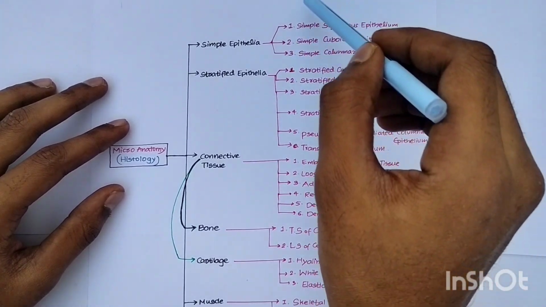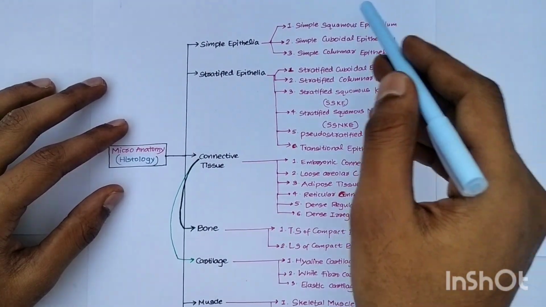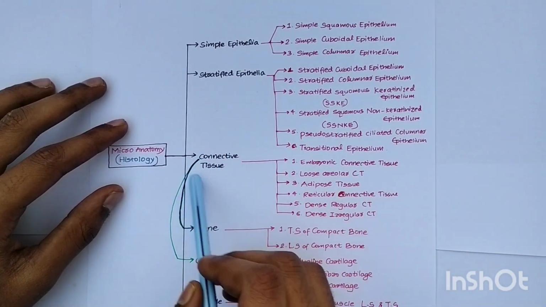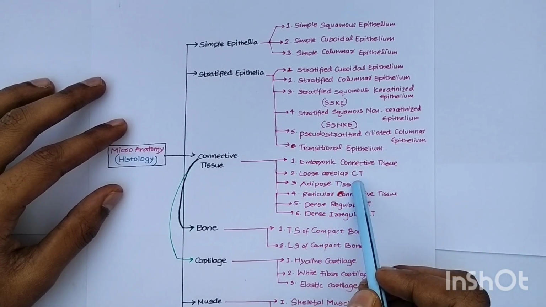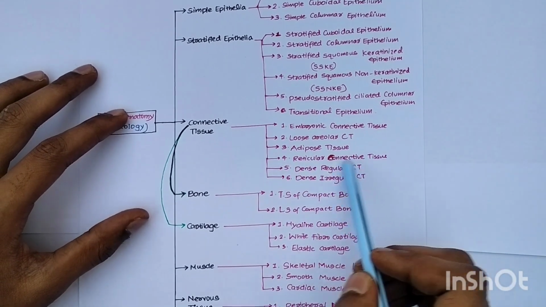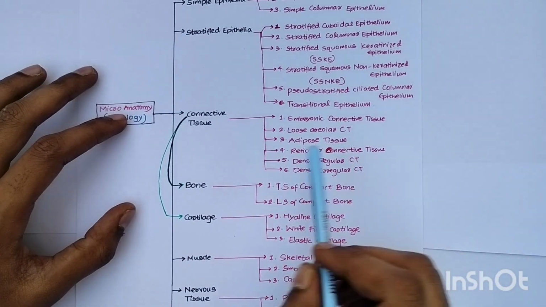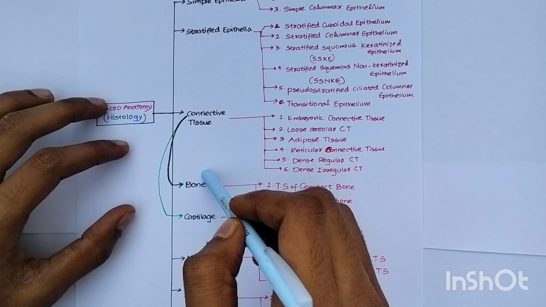We'll study where these epithelia are located, on which organs and structures they are located, and what their functions are. Connective tissue, like embryonic connective tissue, loose areolar connective tissue, adipose tissue, reticular connective tissue, dense regular connective tissue, dense irregular connective tissue, and bone. Bone and cartilage are the specialized connective tissues, as we already know.